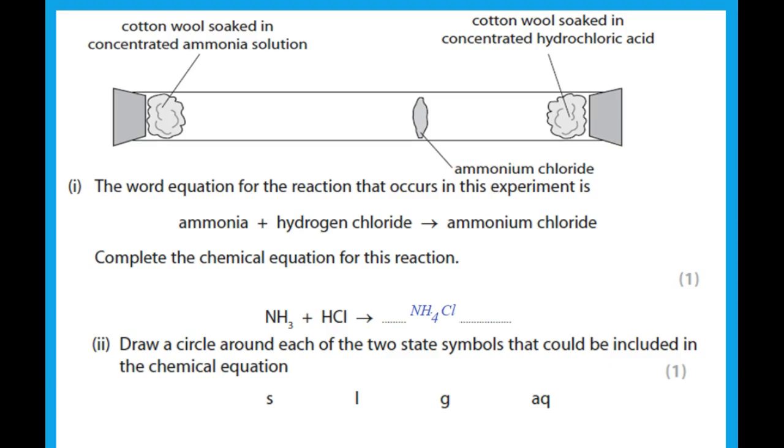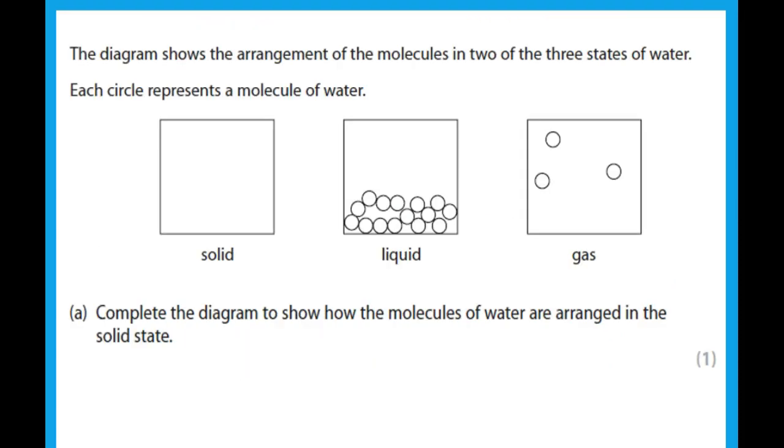Do you know what state ammonia is in? You should realize that ammonia was a gas. Hydrogen chloride, when it moves, is also a gas, and ammonium chloride is a solid when it forms. The others are gases. Ammonia is moving in the form of a gas, and hydrogen chloride is moving in the form of a gas. So these are the state symbols.